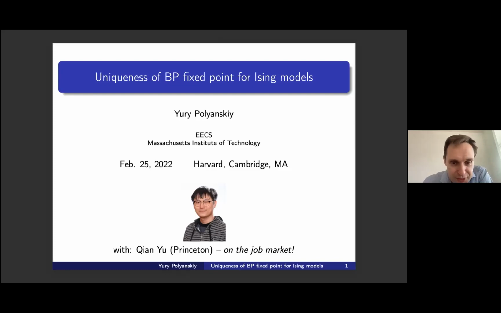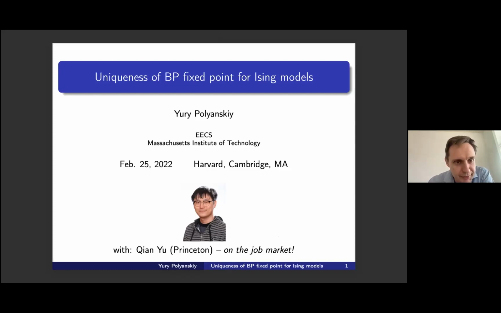Before I start, I wanted to say that the most important part of my talk is that this is a joint work with Qian Yu, who is a postdoc at Princeton, and he did the lion's share of this work, and he's on the job market also. So if you're looking for smart people to join your groups or departments, this is a good opportunity.